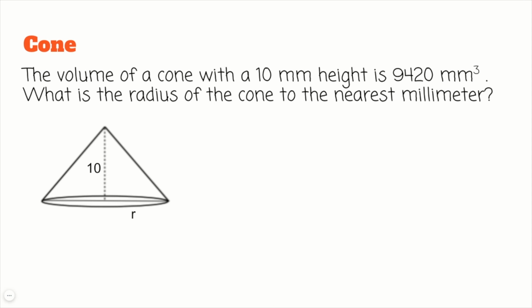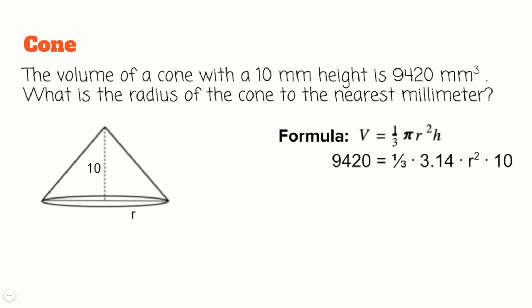In this example, we have a cone. Our cone has a volume of 9,420 millimeters cubed and a height of 10 millimeters. So we want to figure out what is the radius to the nearest millimeter. So I'm going to start with the volume formula for a cone. I'm going to substitute in the 10 for h and 3.14 for pi.